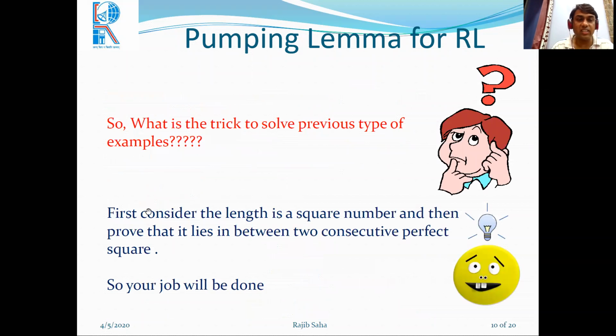So by that way you can prove it. What is the trick to solve this kind of problem? First consider the length is a square number and then prove that it lies in between two consecutive perfect squares. So the job is done. If it is a cube, same thing. First consider the length is a perfect cube number and then prove that it lies in between two consecutive perfect cubes. Then you can prove it is not a perfect cube.